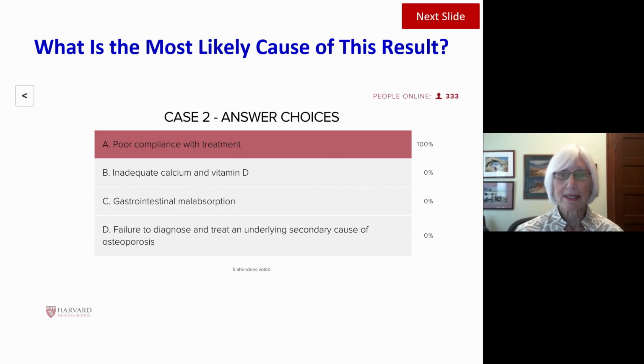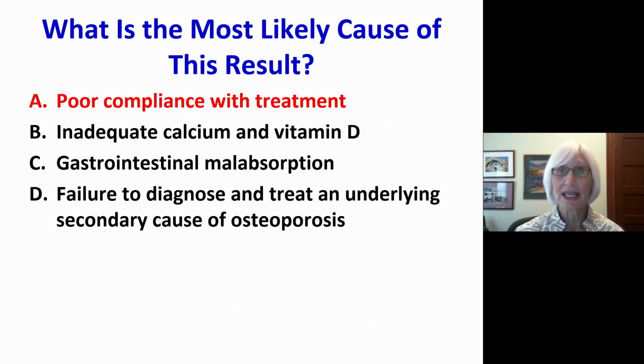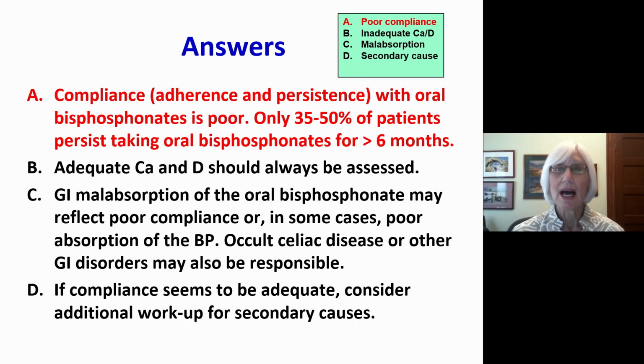Give you a few seconds. Okay, well, this is a very smart group. The majority of you, 77%, got the correct answer, poor compliance with treatment. And indeed, that is the correct answer. We'll go over the others.